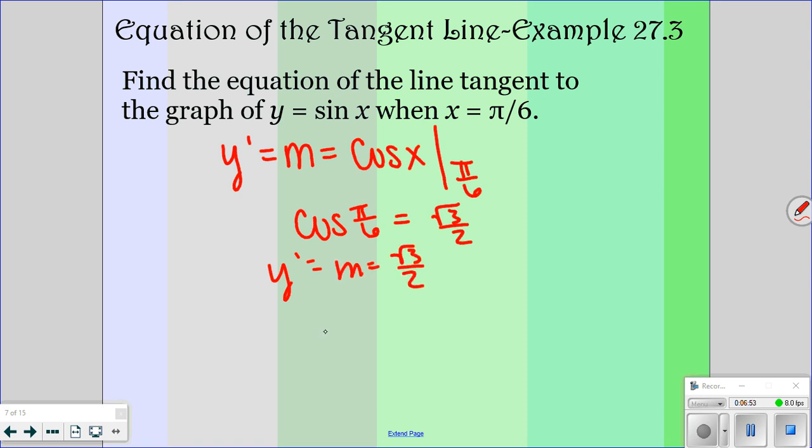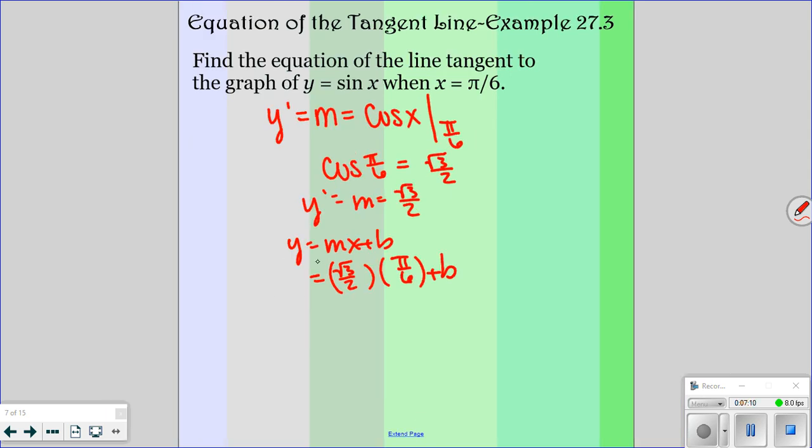So now we have to find our equation. So y equals mx plus b. We know that our m is square root of 3 over 2. We know that our x value is pi over 6 because they gave it to us. We don't know our y-intercept. And then how can we find our y value? Well, we're going to plug it back into this equation. Y equals the sine of pi over 6. So what is the sine of pi over 6? 1/2. So your y value is 1/2.